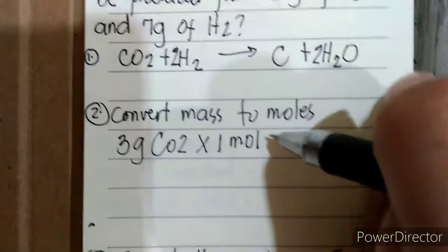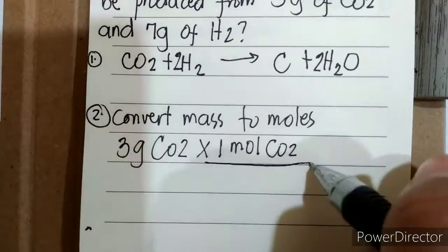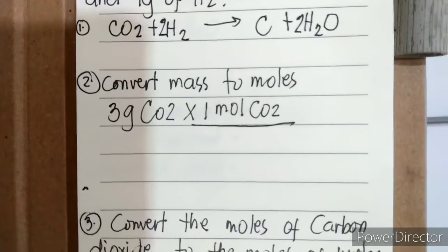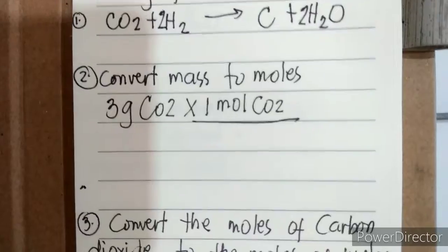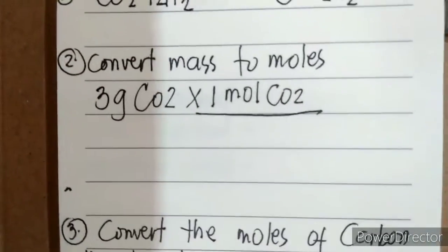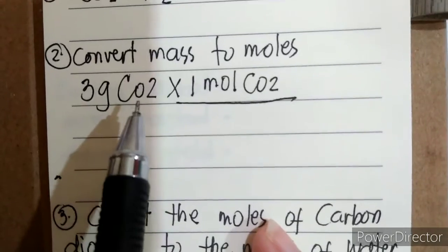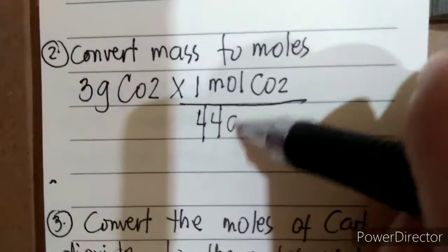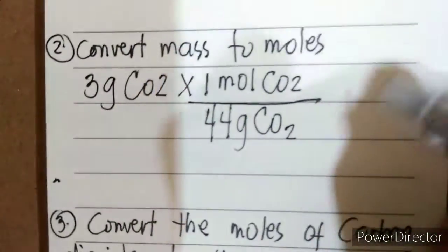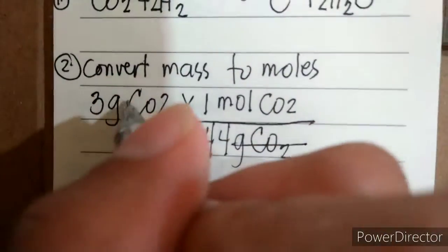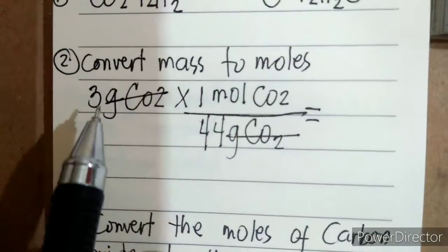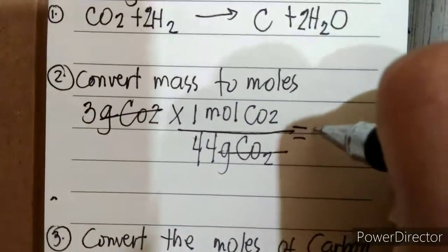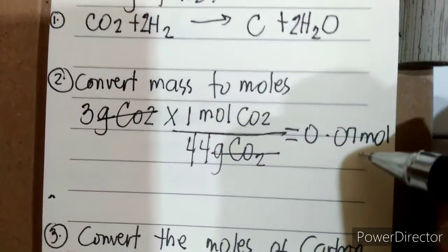To be able to convert it to moles, CO2 is divided by the total mass of carbon and oxygen. In the periodic table of elements, carbon has a mass of 12, and oxygen has a mass of 16, but we need to multiply it by 2 here, so it becomes 32. So 12 plus 32 sums to 44. 44 grams of CO2. So we need to cancel this out. So 3 times 1 divided by 44 is equal to 0.07 mole CO2.